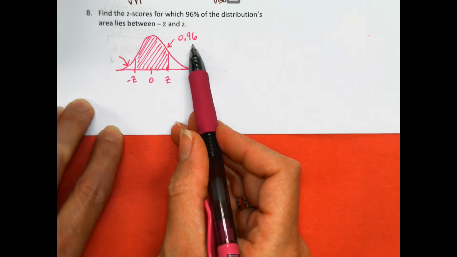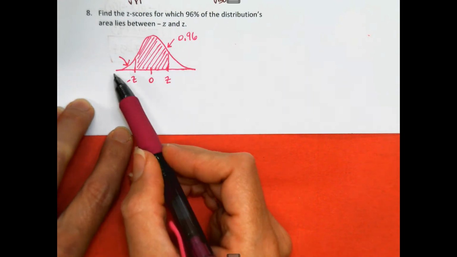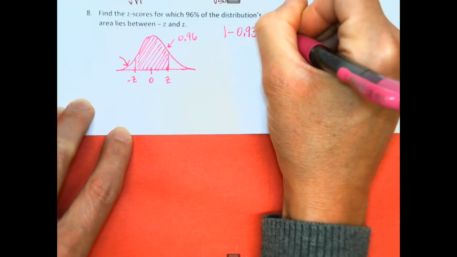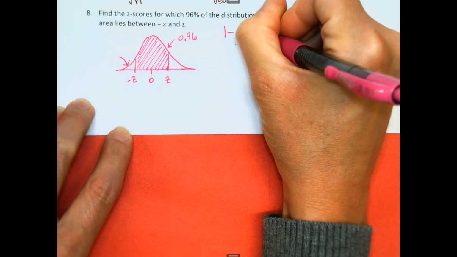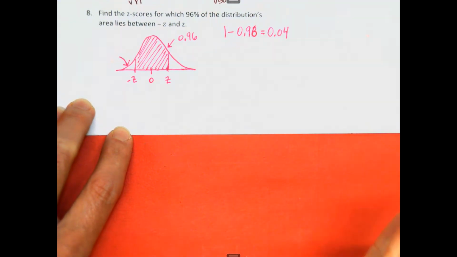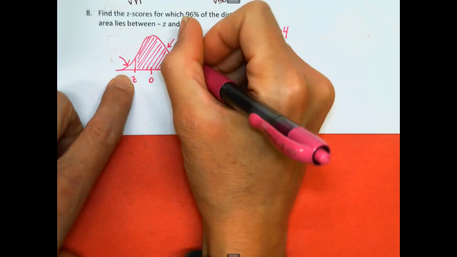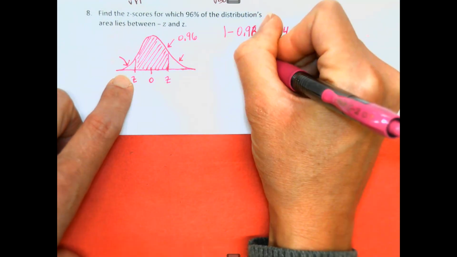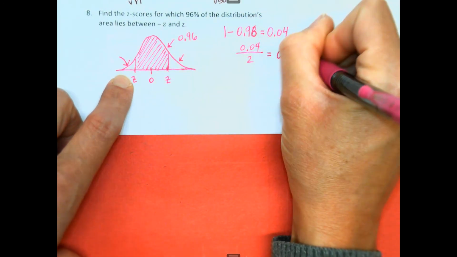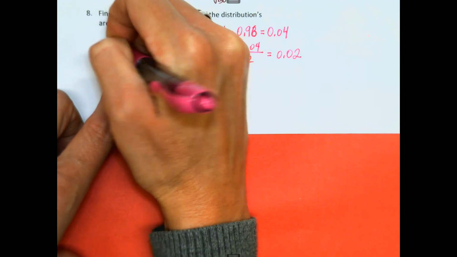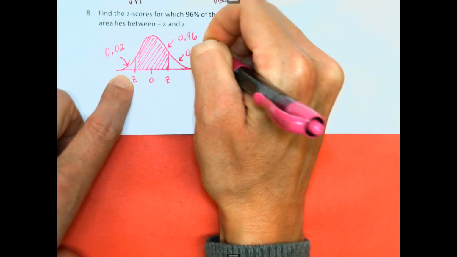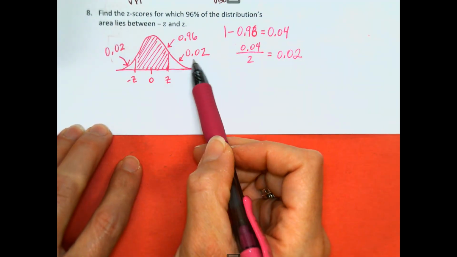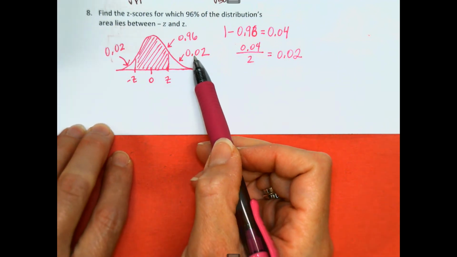The way that we figure that out is we know that the whole area has an area of 1. 1 minus 0.96 is 0.04. And since there's 2 of them, we are going to have to cut that in half. Half of 0.04 is 0.02. We know that this side is 0.02 and this side is 0.02. If we add each of these areas or probabilities up, they will add up to 1.